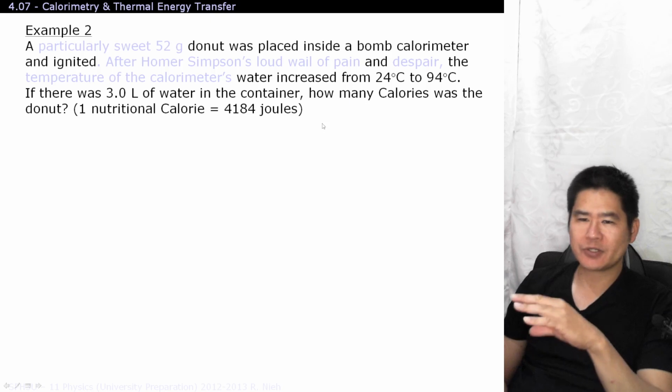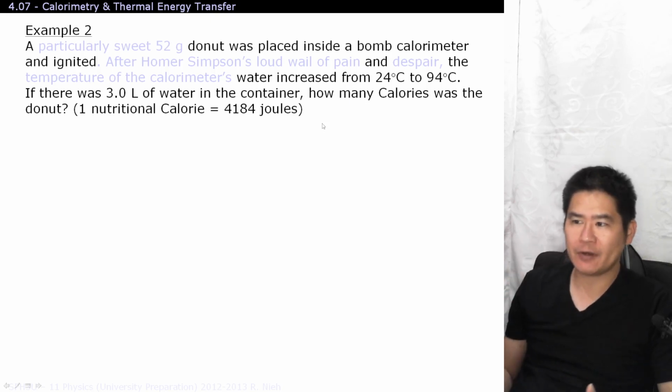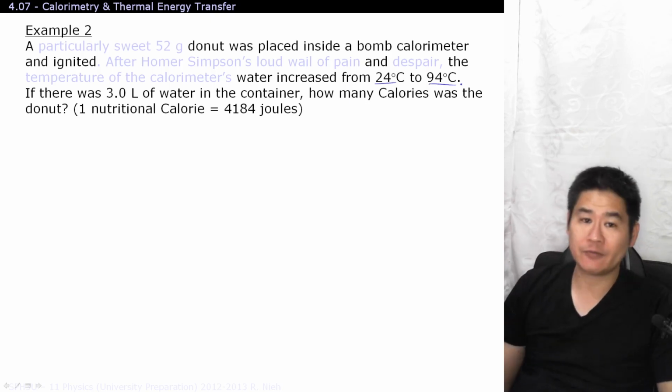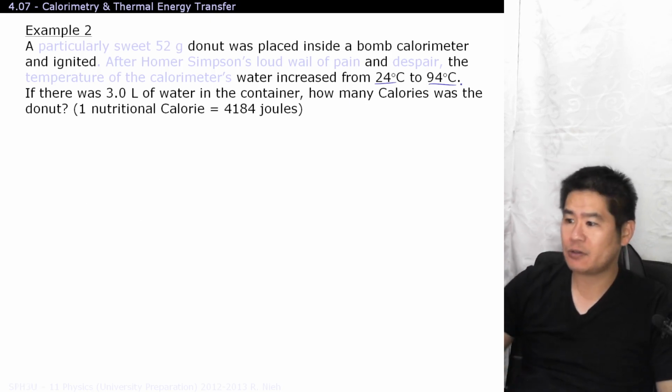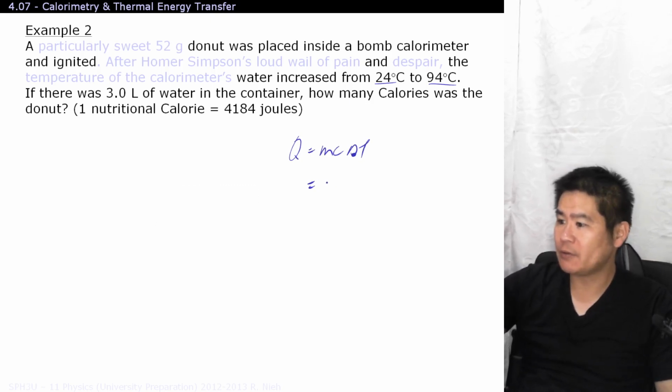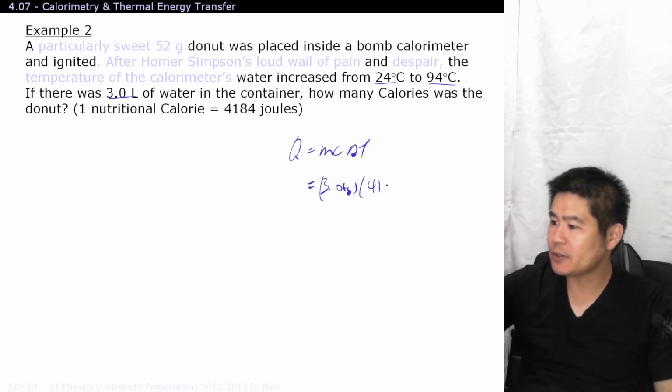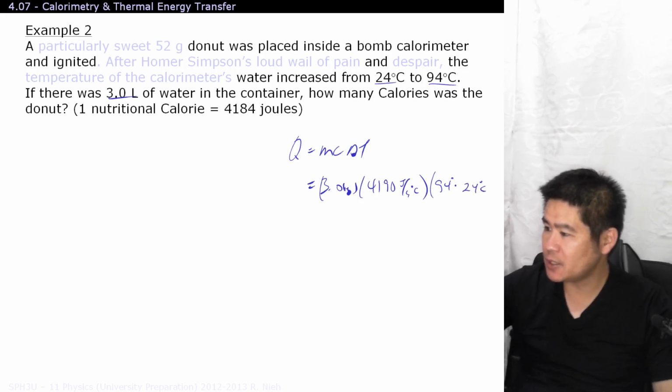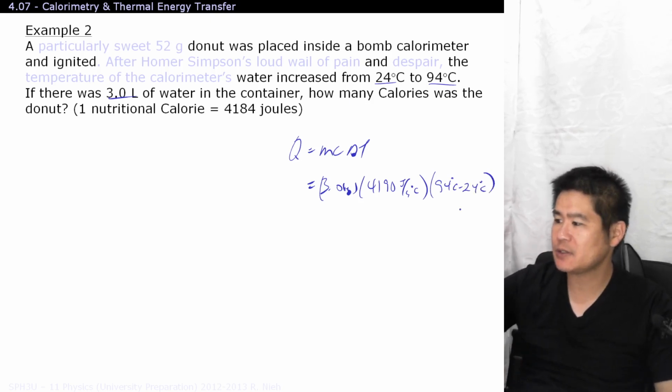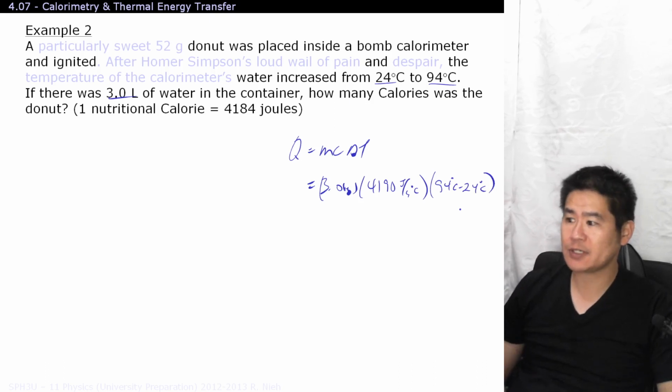Once again, we're not really concerned about the heat capacity of the donut itself. We just want to know how much thermal energy it gave off to heat up the water from 24 to 94 degrees Celsius. So, Q is equal to mc delta T. The bomb calorimeter had 3 kilograms of water. Heat capacity of water is 4190 joules per kilogram per degree Celsius, and the water increased from 24 degrees Celsius up to 94 degrees Celsius. 94 subtract 24 will give you 70.